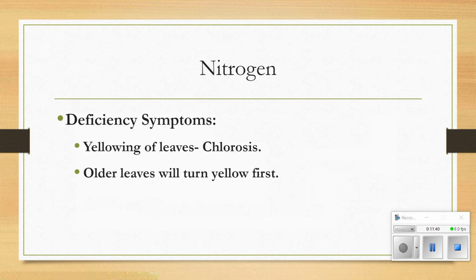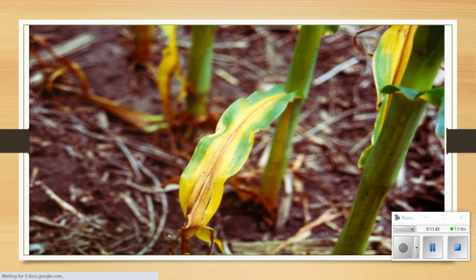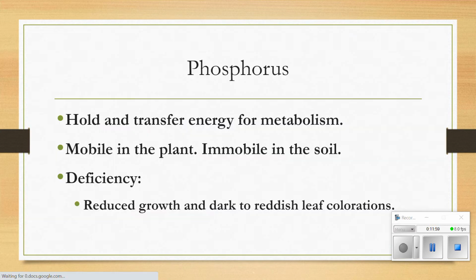Deficiency symptoms: the leaves will turn yellow. Most times when you see something like this, it's already too late. You've already lost yield, like in this cornfield right here. They've already lost yield. But you can go back and apply some nitrogen. You can learn from your mistakes, and you might could save that from a total loss.